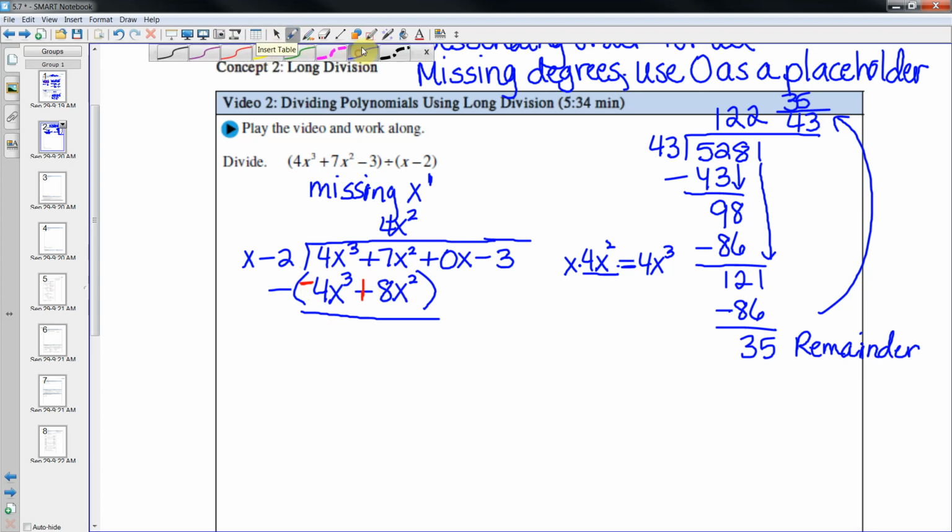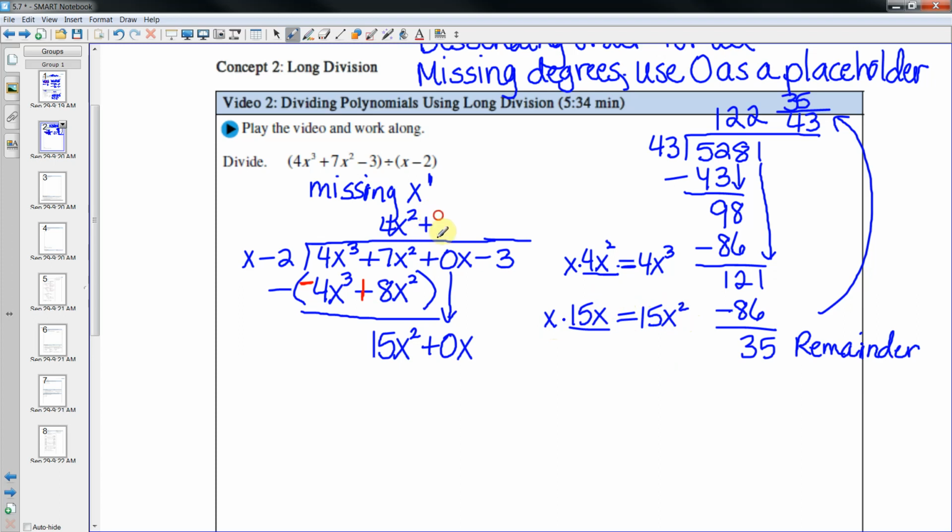Okay, so let's add straight down. The 4x cubes would cancel each other out. 7x squared plus 8x squared would give me 15x squared. Now bring down the next term, which is going to be our 0x. And then we start again. So x goes into 15x squared. So x times blank would give me 15x squared. Well, I'm going to have a 15 in there. And then to get x to be an x squared, I'd have to multiply by x. So I'm going to put a 15x above my 0x.